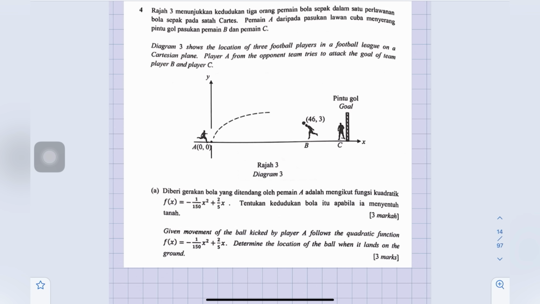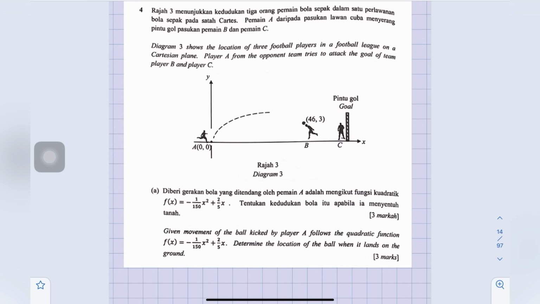Number 4, diagram 3 shows the location of 3 football players in a football league on a Cartesian plane. Player A from the opponent team tries to attack the goal of team player B and player C. Given the movement of the ball kicked by player A follows the quadratic function f(x) equals negative 1 over 150 x squared plus 2 over 5 x. Determine the location of the ball when it lands on the ground.